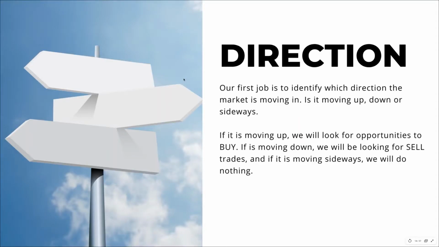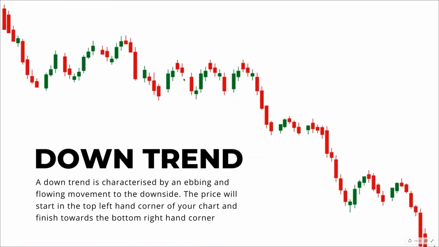The first step, the direction. Our first job is to identify which direction the market is moving in. Is it moving up, down, or sideways? If it's moving up, we'll look for opportunities to buy. If it's moving down, we'll be looking for opportunities to sell. Okay, so we'll be looking for our sell trades. And if it's moving sideways, we'll do nothing at all. We'll look for another currency pair, another stock, another commodity, whatever it is. Okay, but the point is that we move on.